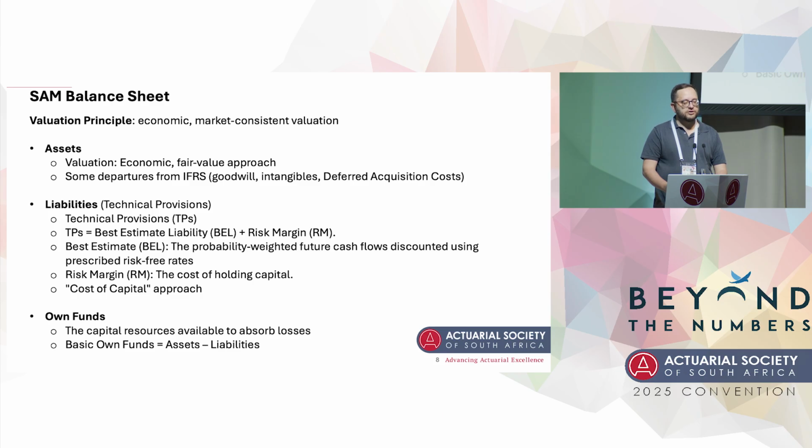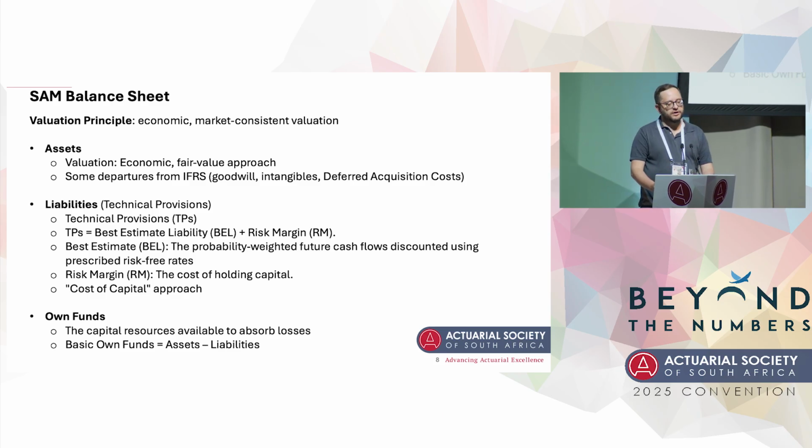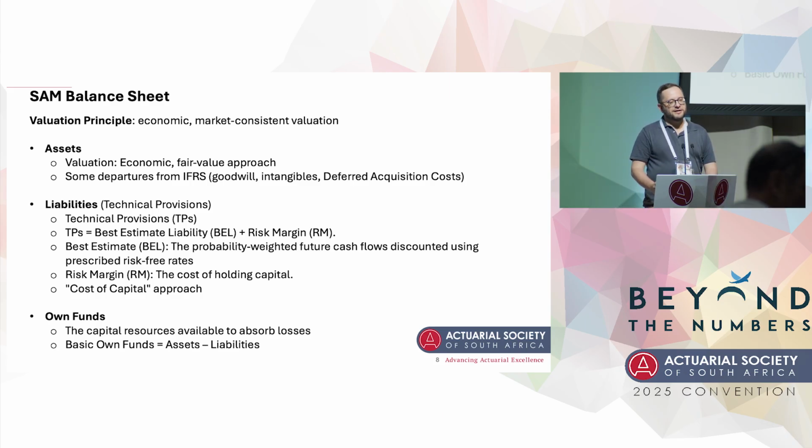You value your assets on an economic fair value approach. Your liabilities should be valued at a best estimate using something approximating a market consistent valuation. And your liabilities are composed of these two items: your best estimate liability, plus your risk margin, which is the cost of holding capital to support it. And then the capital that you have is assets minus liabilities. That's the SAM balance sheet in a nutshell.